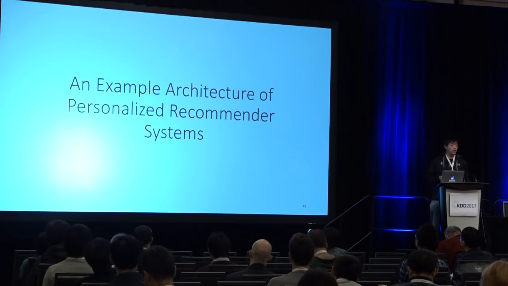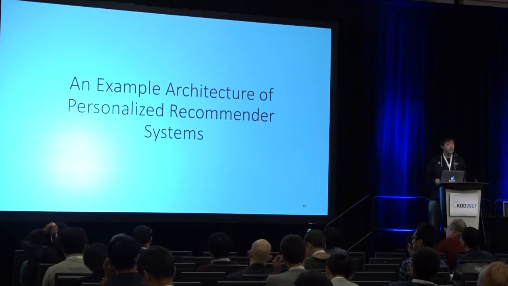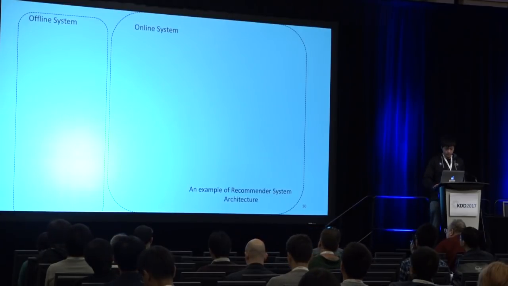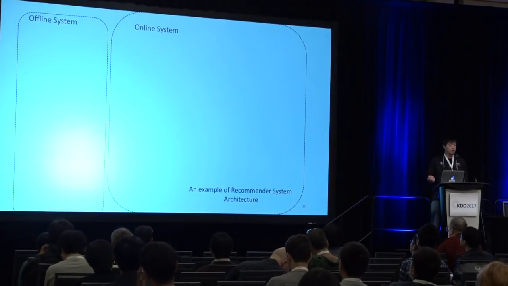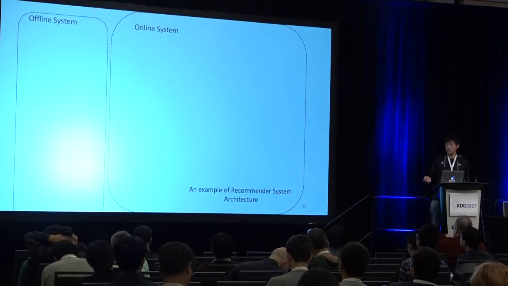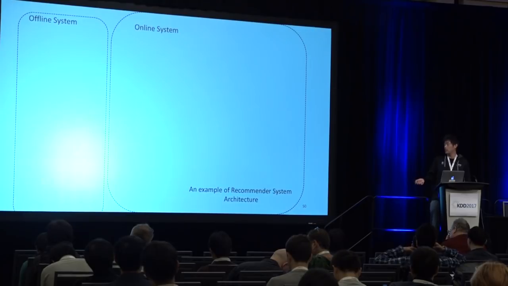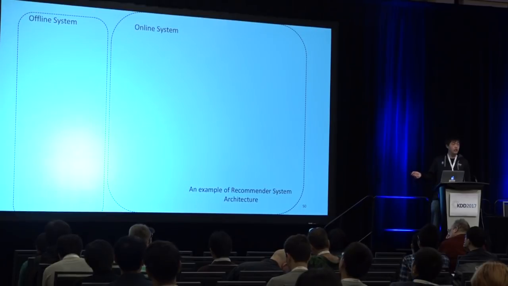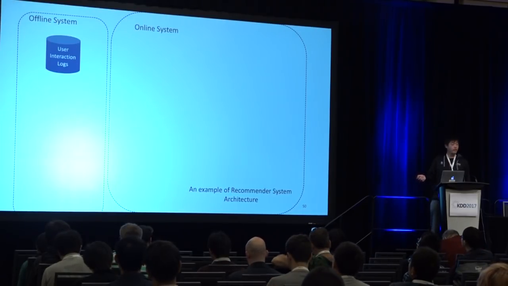Now, given that we know the problem, let's talk about an example architecture of how we set up such recommender systems in real life. A lot of times you see two types of systems. One is offline, which is on Hadoop, a distributed system that you can run. And you also have an online system, which is an online server that you're running to serve real user traffic. On Hadoop, you usually have the user interaction logs.